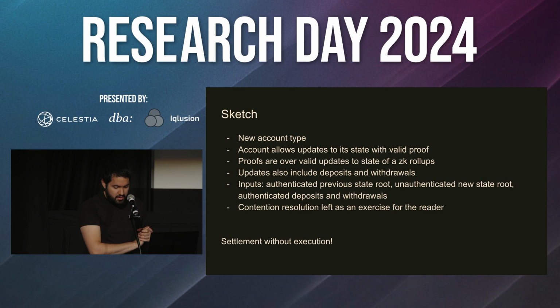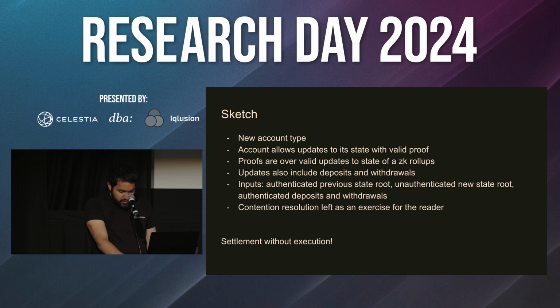Imagine you have a new account type. It's a ZK account. The account can keep track of some off-chain state, like the state root of a ZK rollup. And then proofs allow you to update this state. As long as the proof is valid, the new state root is valid. Importantly, part of this state includes deposits into the ZK rollup and withdrawals from the ZK rollup. And therefore, this allows you to have essentially a trustless two-way bridge between Celestia and the ZK rollup, where all of the logic is verified in ZK land.